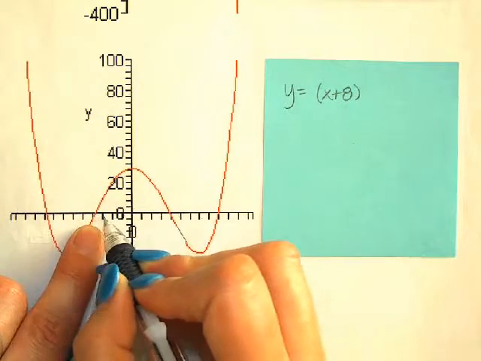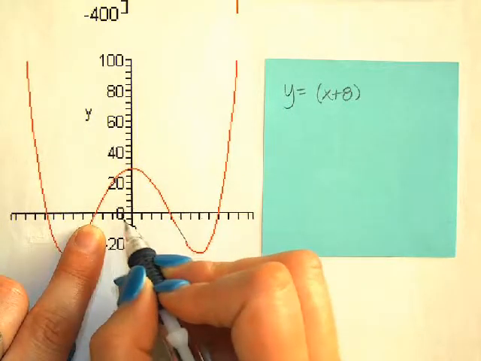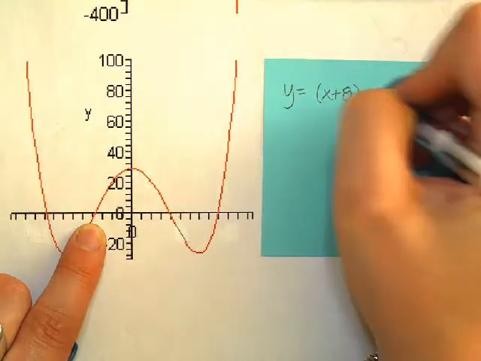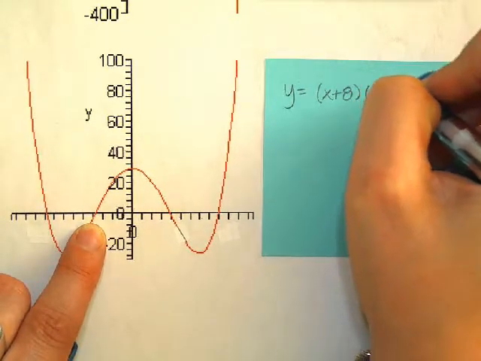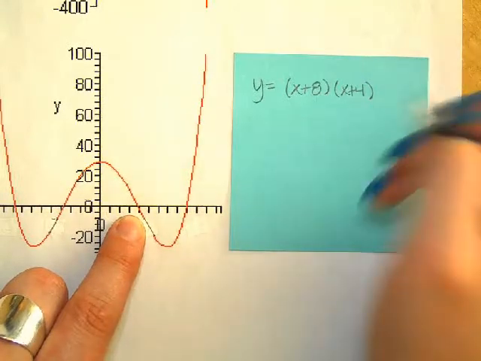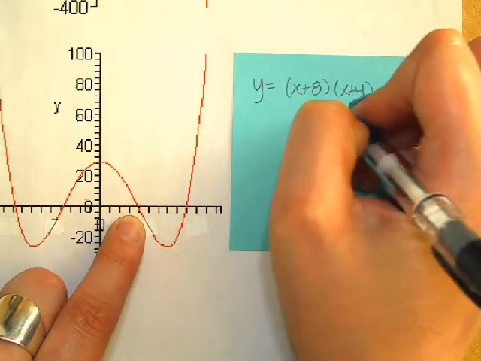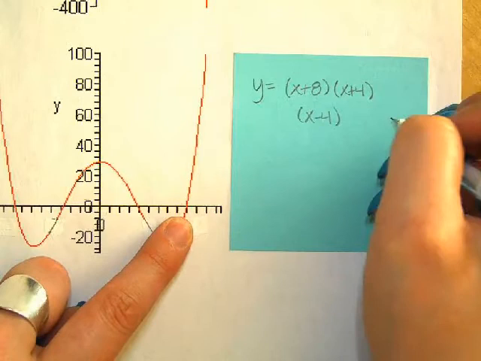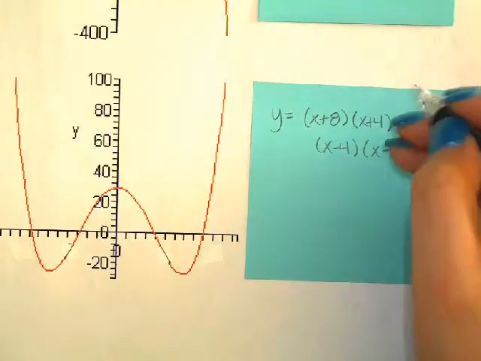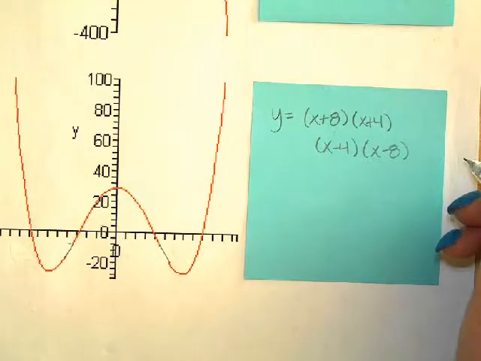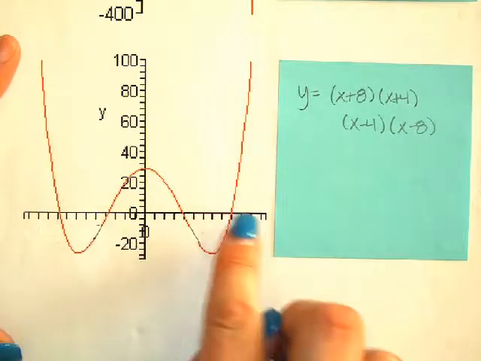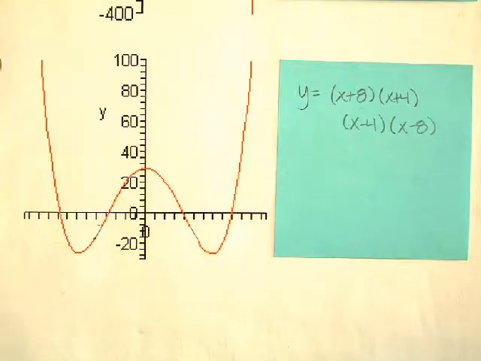1, 2, 3, 4, maybe? I can't tell if that's 1 or not. Okay. 4. Okay. And then what's this one? X minus 4. And what's this one? And then why did we not put an exponent on any of those? They all go straight through, straight through, straight through, straight through. Okay, so those are pretty easy.